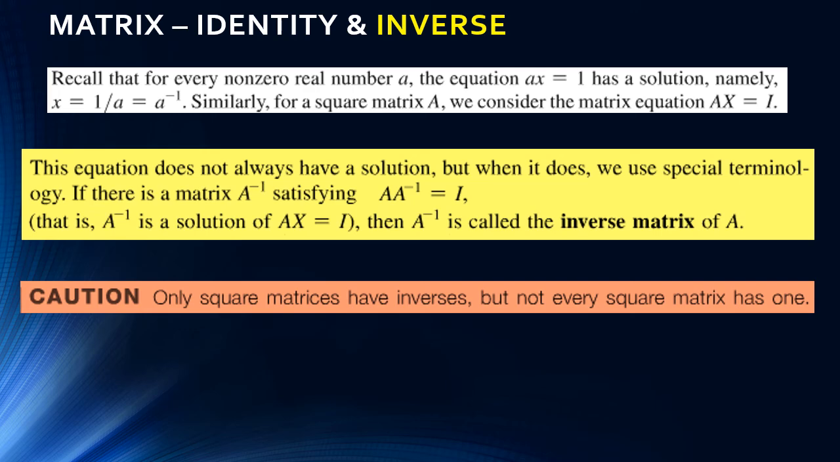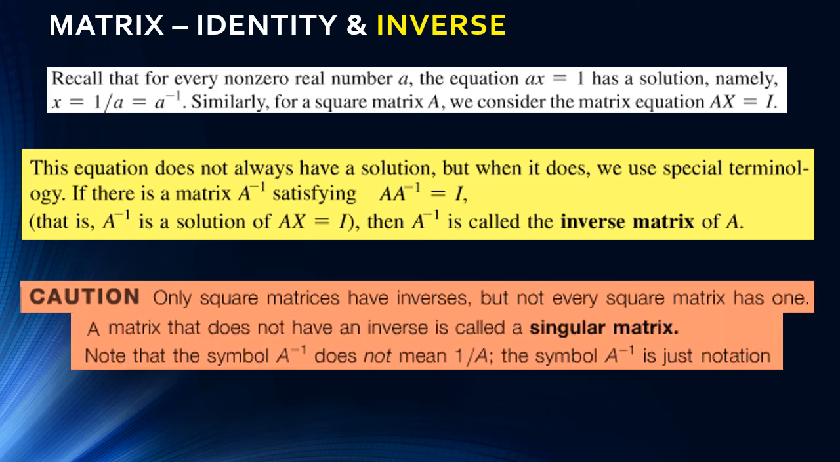Be careful, only square matrices have inverses, but not every square matrix has one. A matrix that does not have an inverse is called a singular matrix. And note that the symbol A negative 1 does not mean 1 over A. It is not a negative exponent. It is simply notation.